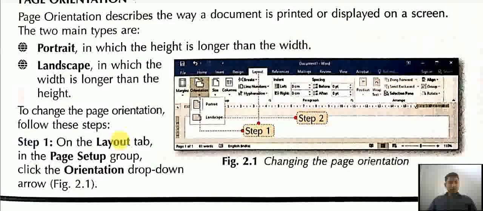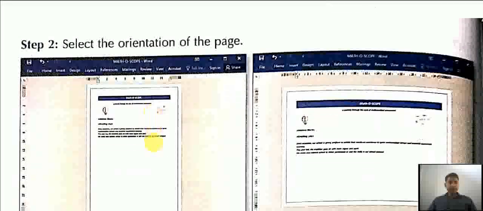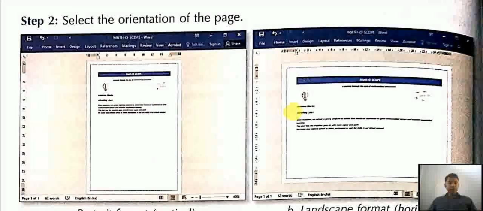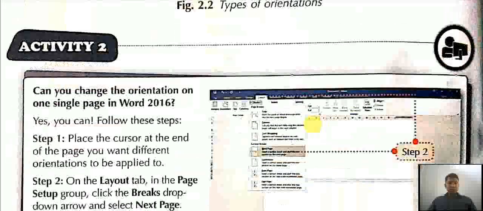The next, on the layout tab in the page setup group, click on the orientation drop down arrow, means this one, orientation drop down arrow. So here as you can see, this one is portrait and this one is the landscape. The next, select the orientation of the page. So you can change the orientation of the page, that is this one is the portrait and this one is the landscape. The next, activity.